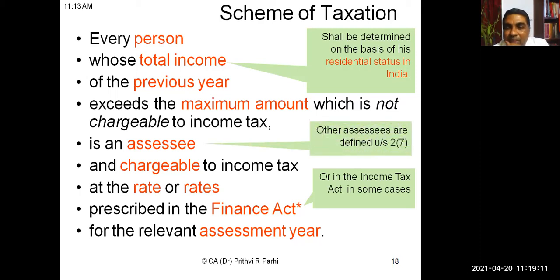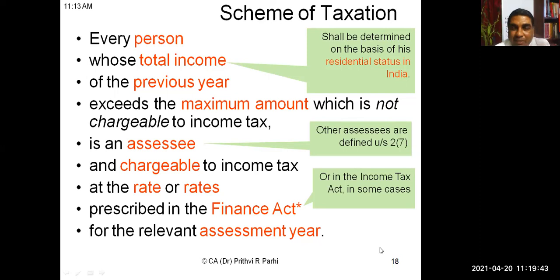Okay, and who is an assessee? Obviously, if tax liability is there, that person is an assessee. But that is not the only thing. Even if tax liability is not there, some person can also be referred to as an assessee. The exact definition of assessee is provided in Section 2, Clause 7. We'll be understanding that. So this gives you a broad idea about the scheme of taxes and how tax will be levied. But it will not be clear to you unless we read and understand these terms.